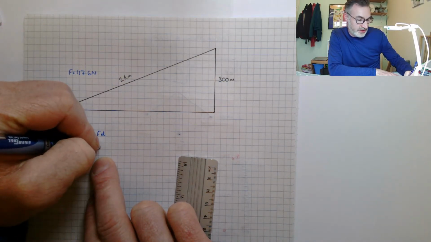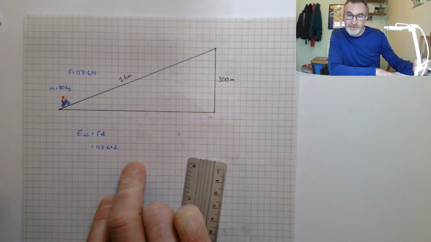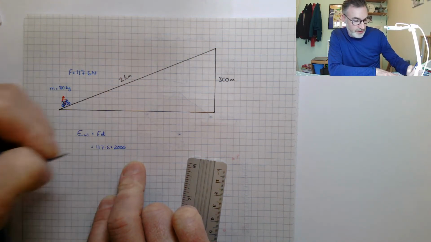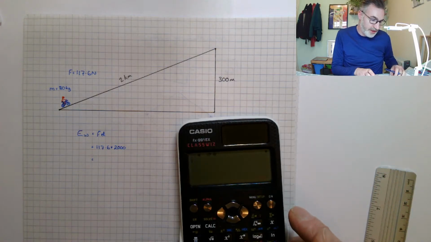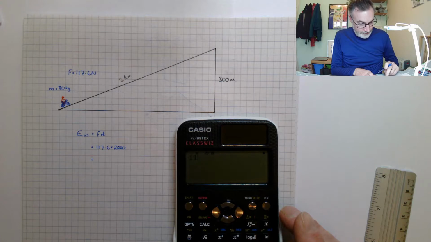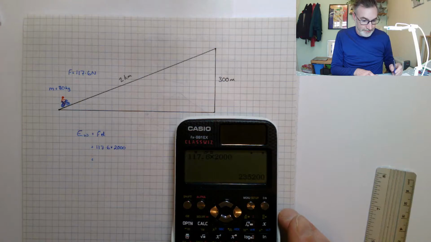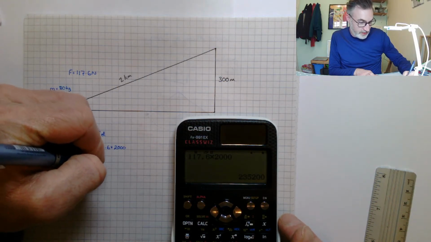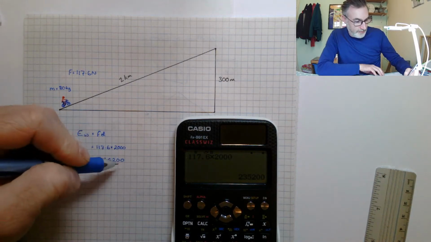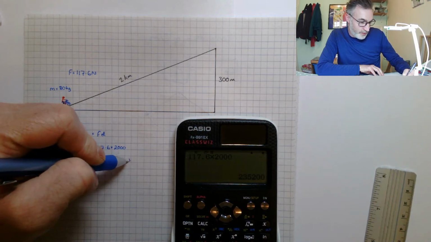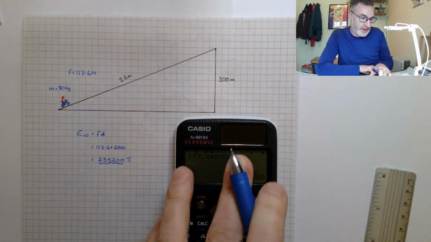And that's going to be 117.6 newtons times 2 kilometers. Now we have to convert this into meters, so 2,000 meters, and that's going to give me a total energy expenditure. 117.6 times 2,000, and that will give me 235,200. Now I would normally round this, but I'm just going to leave it as this number for a second, just so that we can see.